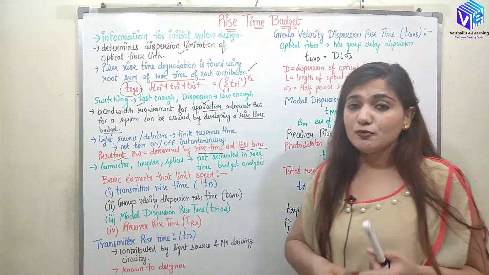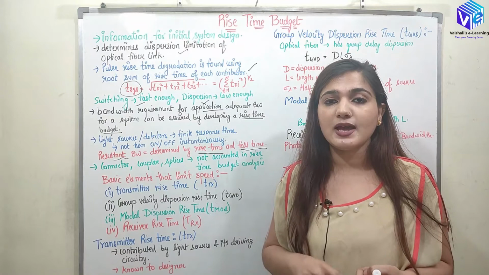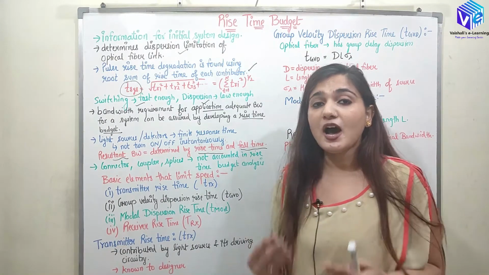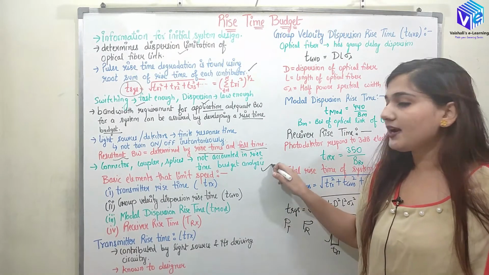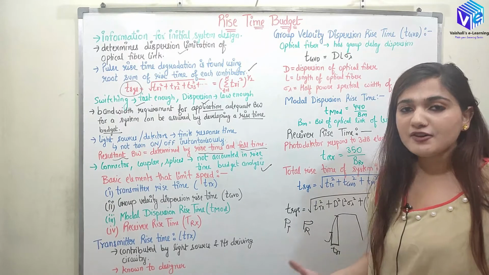And here you must understand whatever joints we have. We have the splices, we have the connectors, we will be having the couplers in the circuit. So these are not contributing to the rise time budget analysis. Instead, they are going to contribute in the power budget analysis.